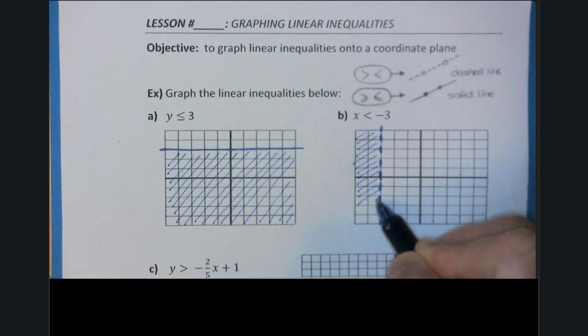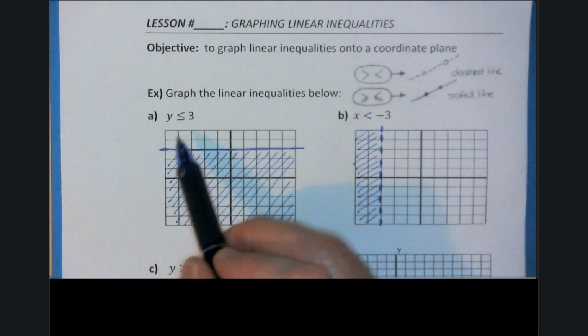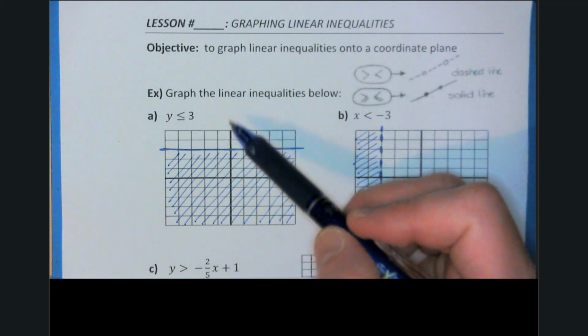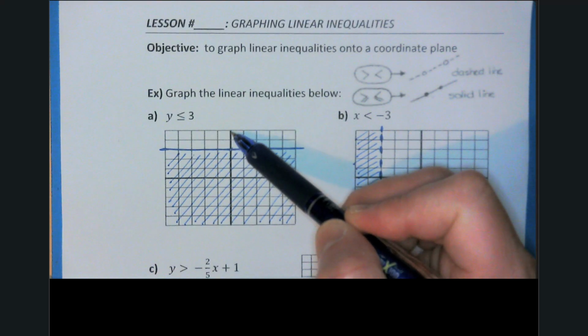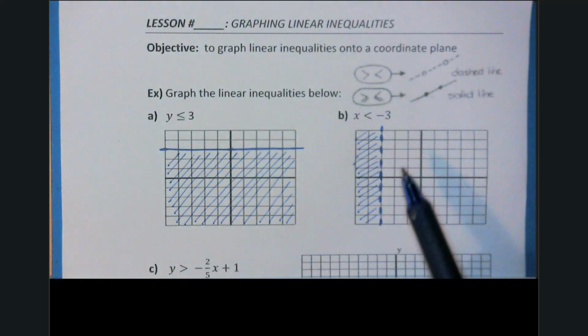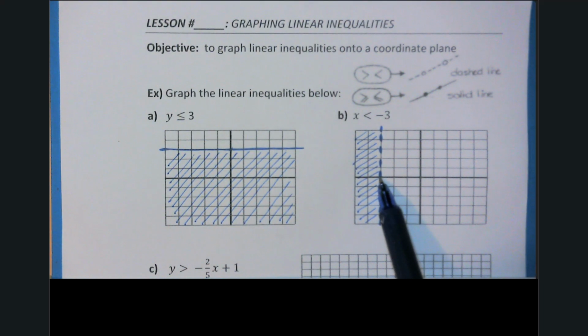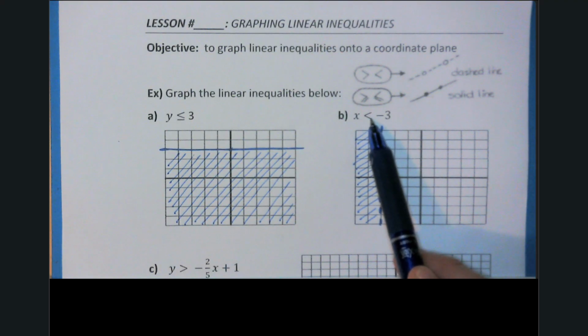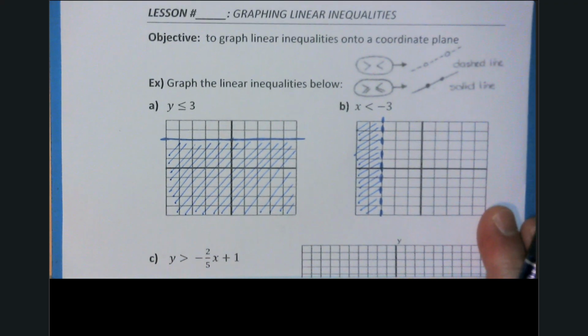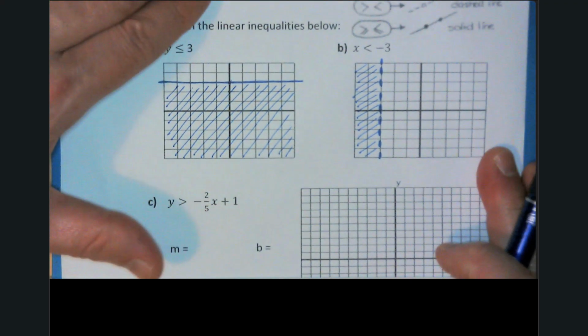So if you have the letter alone and it's a y, you're going to have a horizontal line. And basically, if it's greater than, you ask the elevator to go up. And if it's less than, you ask the elevator to go down. If it's x by itself, then you just look on the x-axis for the number. And this here is telling you where to shade. This is pointing to the left, and you're going to shade to the left. All right, very good.